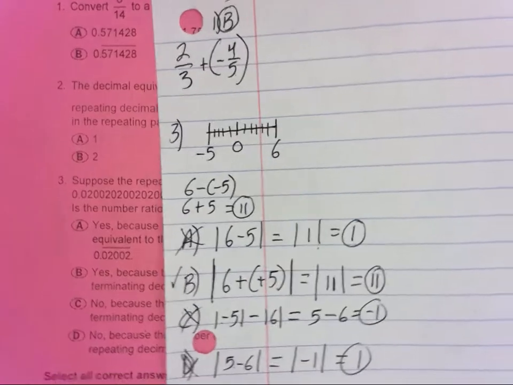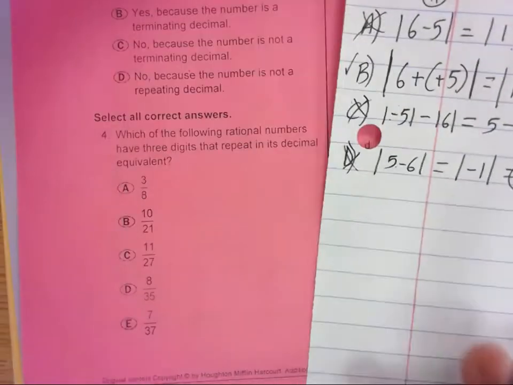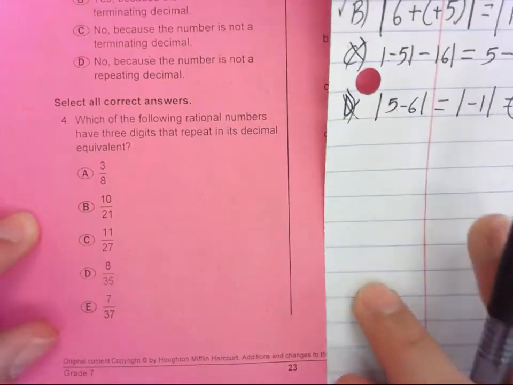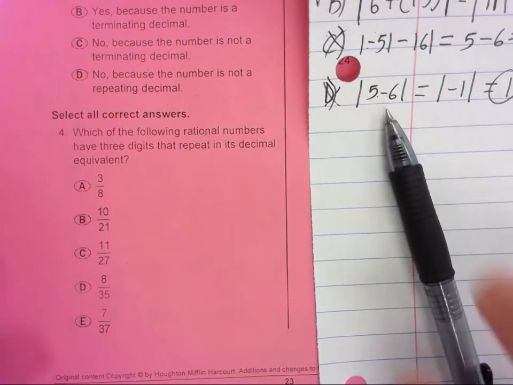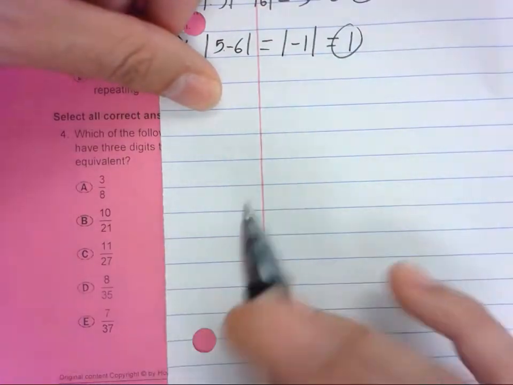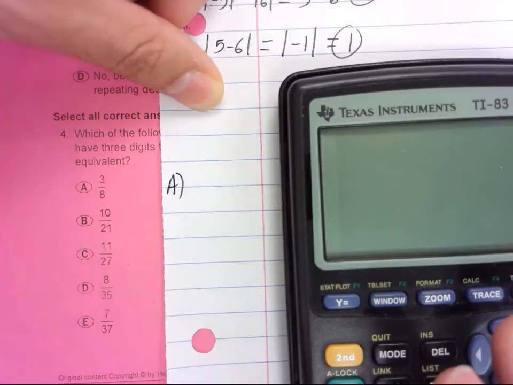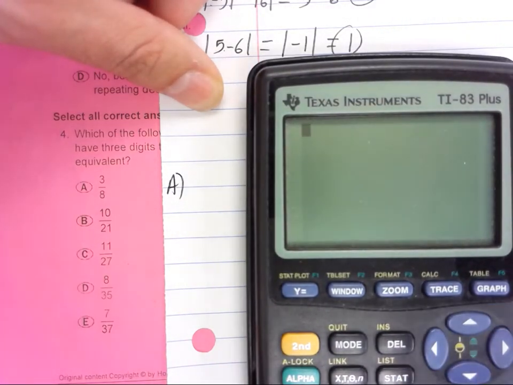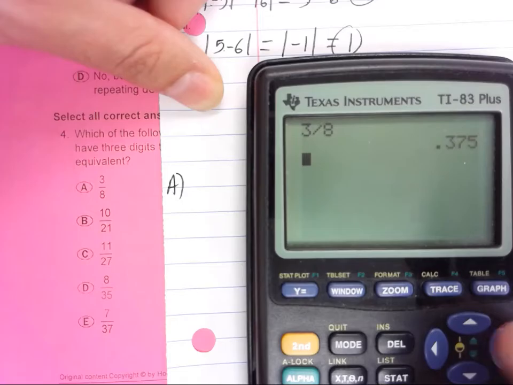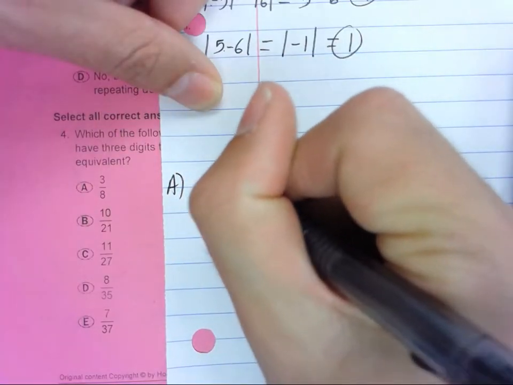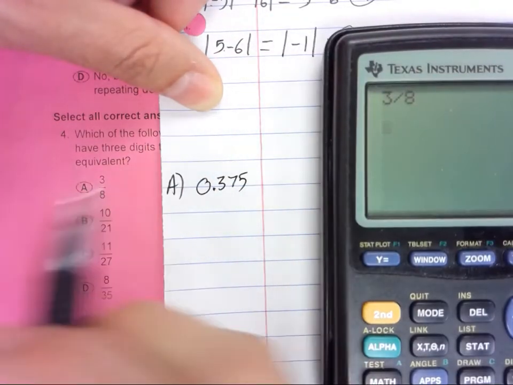On to number 4. Which of the following rational numbers have 3 digits that repeat in its decimal equivalent? So which of these have 3 digits that repeat? So let's look at A. Does A have 3 digits that repeat? So 3 divided by 8, 0.375. Is that a repeating decimal? No. So that can't be our answer. Let's move on to B.